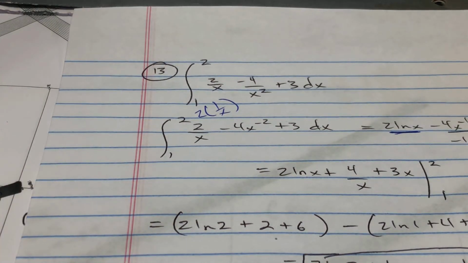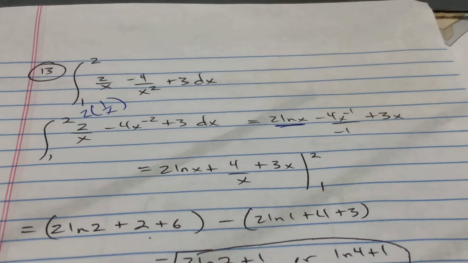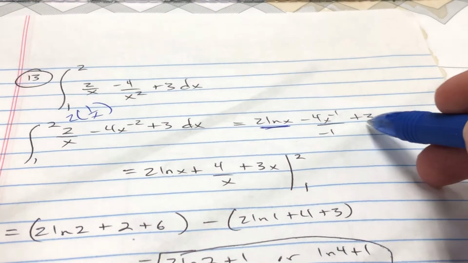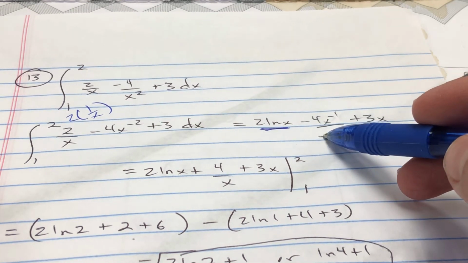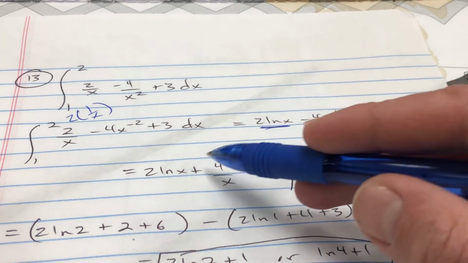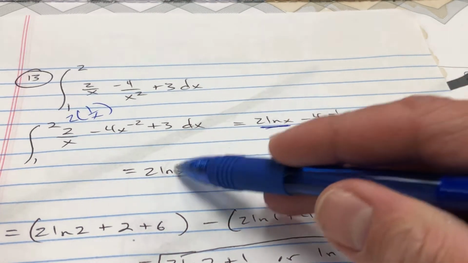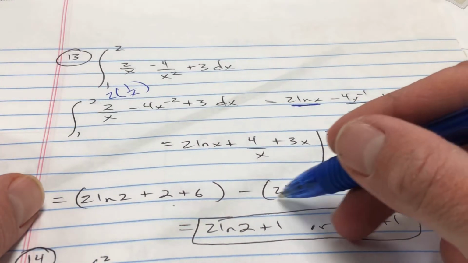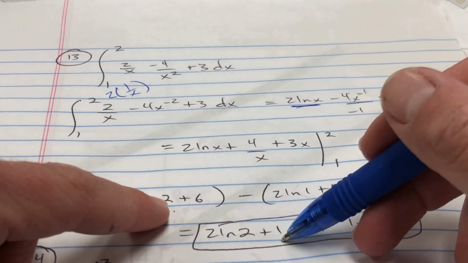For the minus 4, x to the negative second, I add 1 to the power. I divide by that new power, which is now negative 1. I add x to the negative 3... it's divided by a negative, so it's a positive, so 4 over x. Plug 2 in for x, there, and there. Minus, I plug 1 in for x, there, and there. Natural log 1 is 0. That is 8 minus 7. That's how I got 1.